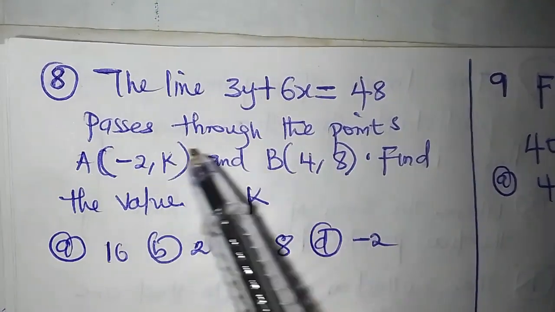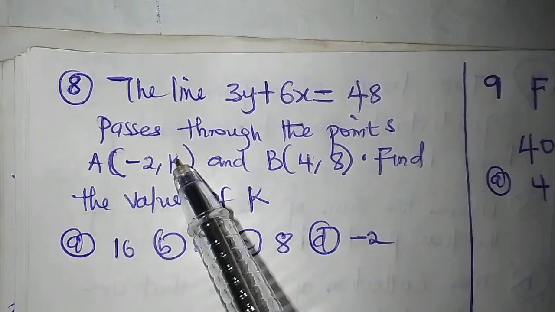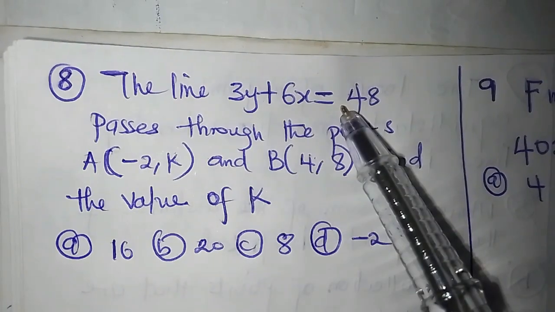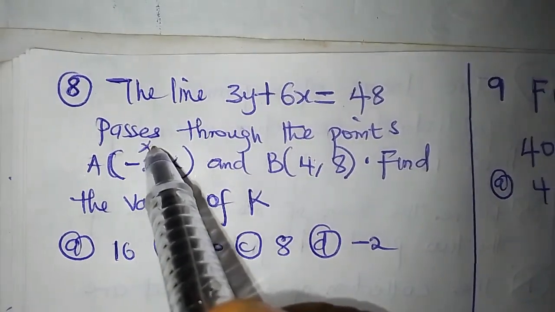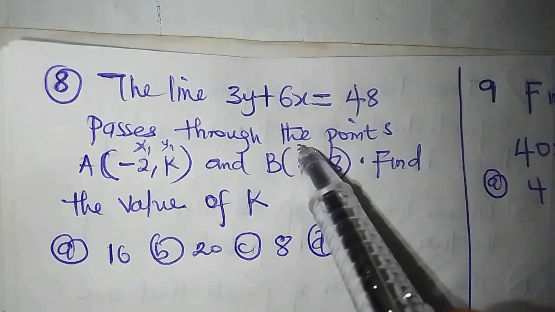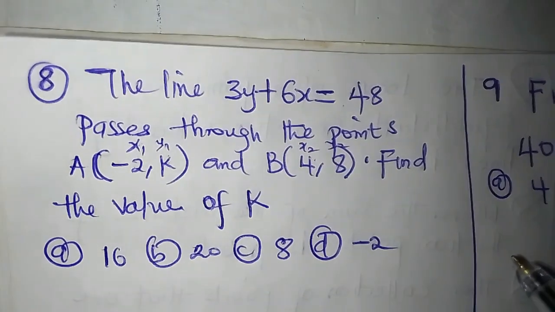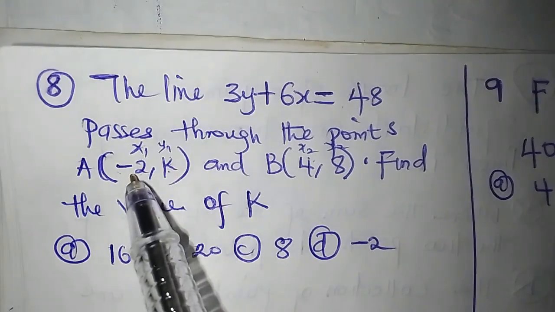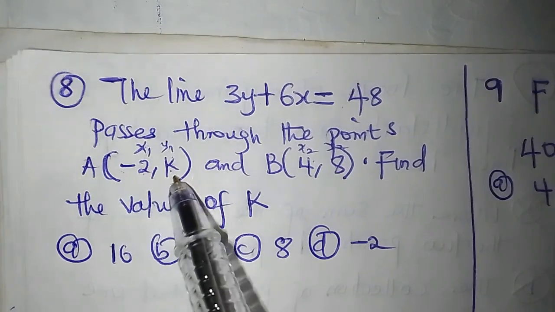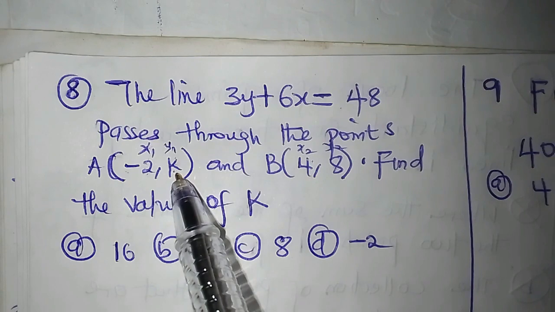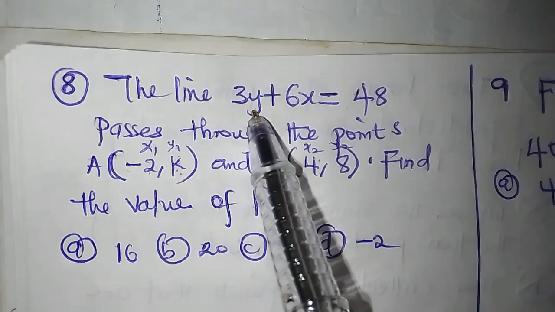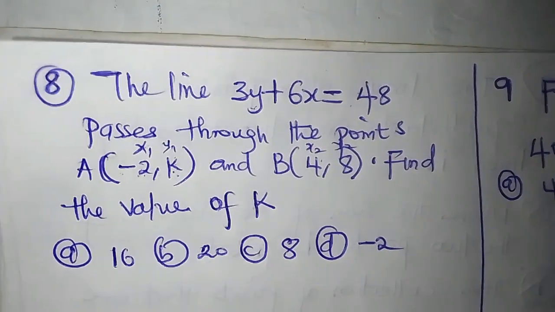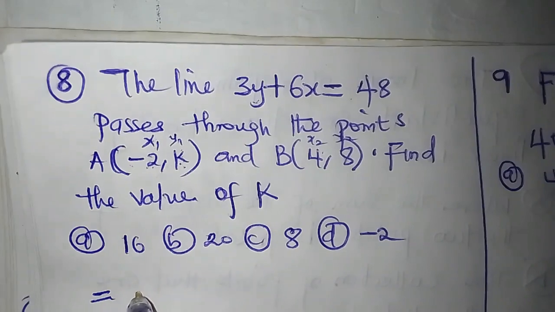Since the line passes through this point, we can get the value of k if we substitute this coordinate in this equation. Since we are just going to substitute -2 and k, it means that -2 is x, k is y. No need for x1, y1. So anywhere I see y here, I will put k. Anywhere I see x, I'll put -2. And so we have this.